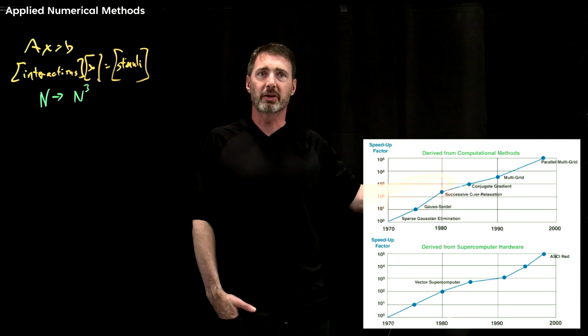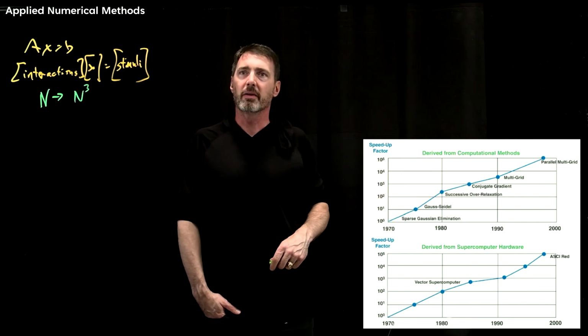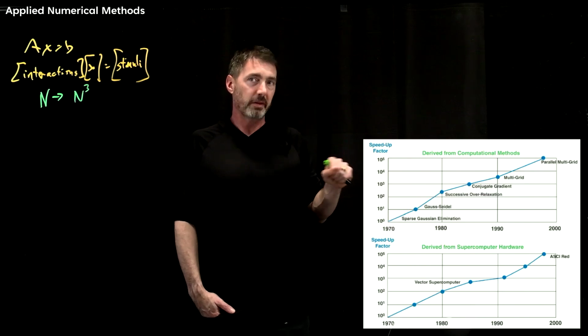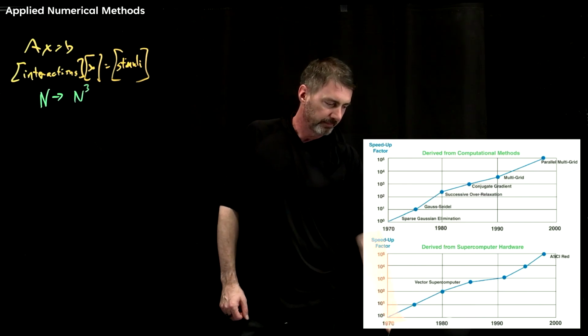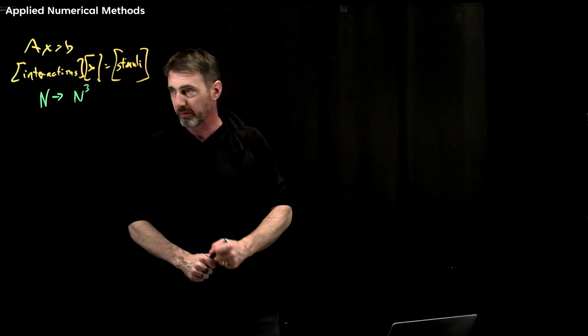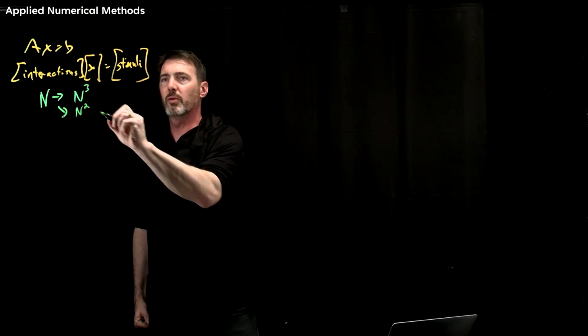Gauss-Seidel, relaxation, conjugate gradient. We're going to talk about some of this. I don't think I'm going to get to multigrid this time. That's getting a little too advanced. But the important part is that we don't really want to solve at n cubed all the time. We are going to focus on methods that iterate at n squared.